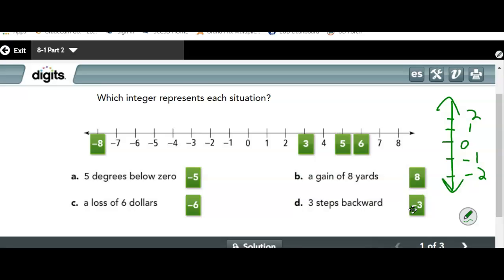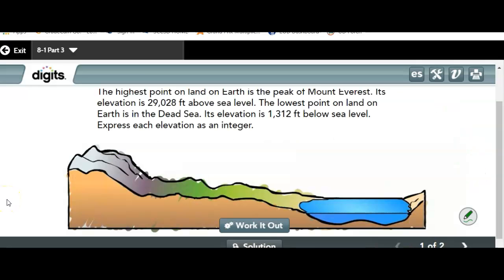All right, go ahead and answer part three there. And I want you to draw or put a line, an arrow, where Mount Everest would be in this picture. Where would Dead Sea be? And where would sea level be? So make some points. All right, we're doing this.